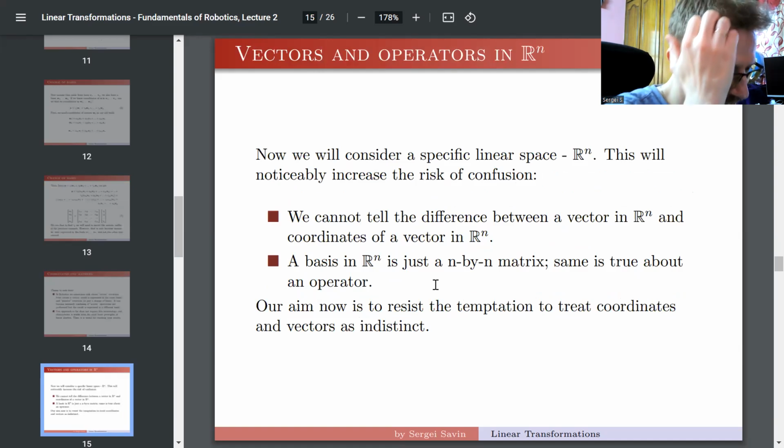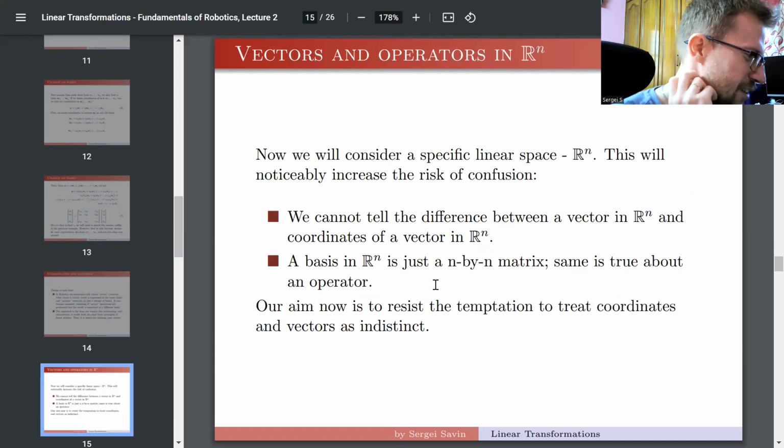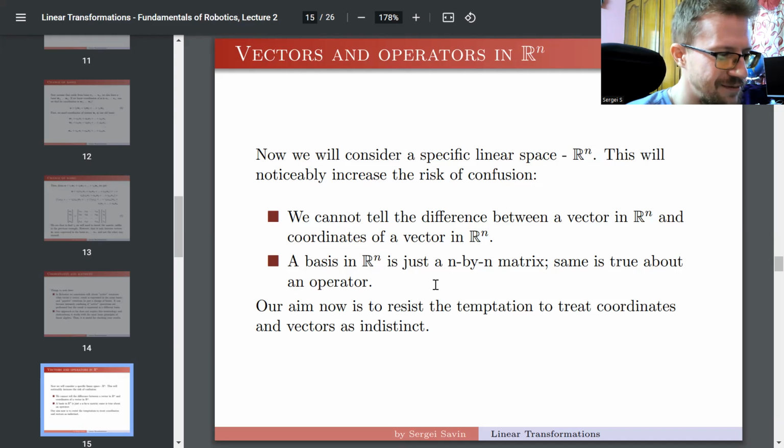Now let us enter, how do you put it, like Wonderland, the Zerkalye. Now we're going to the most difficult part of this lecture. We're going to go to Rn.